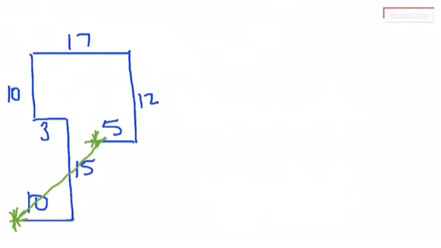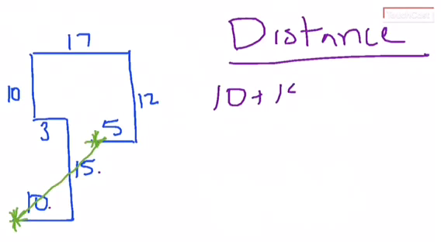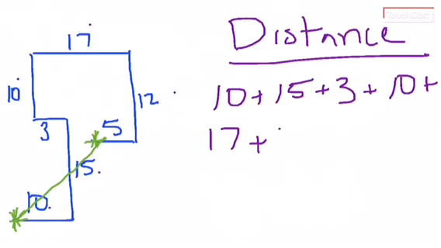So let's first do the easier of the two, which in my opinion is distance. If you're asked for distance and displacement, distance first. And so we walked 10, and we're just going to follow it. So we walked 10. Next step was 15. Next was 3. Next was 10. Now I'm up top. Plus 17. Plus 12. And then we ended with 5 more.